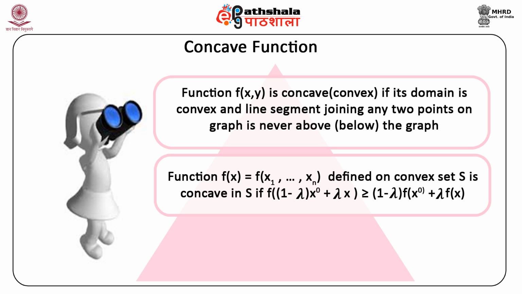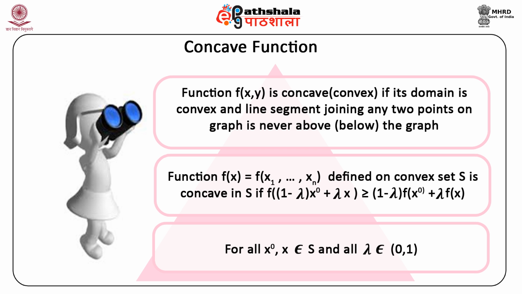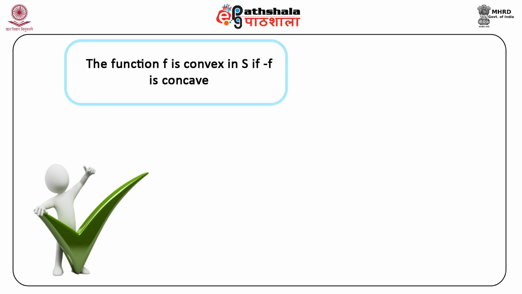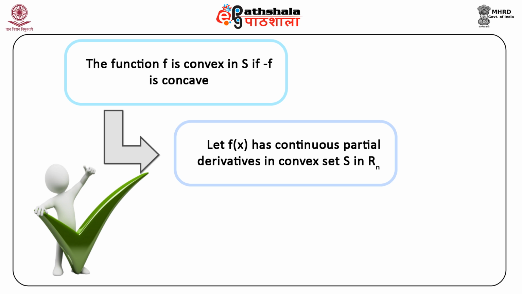A function f of x equal to f of x1 going till xn defined on a convex set S is concave in S if f of (1 minus lambda) x0 plus lambda x is greater than or equal to (1 minus lambda) f of x0 plus lambda f of x, for all x0, x belonging to S and all lambda belonging to [0, 1]. The function f is convex in S if minus f is concave. Theorem. Suppose that f of x has continuous partial derivatives in a convex set S in R^n.